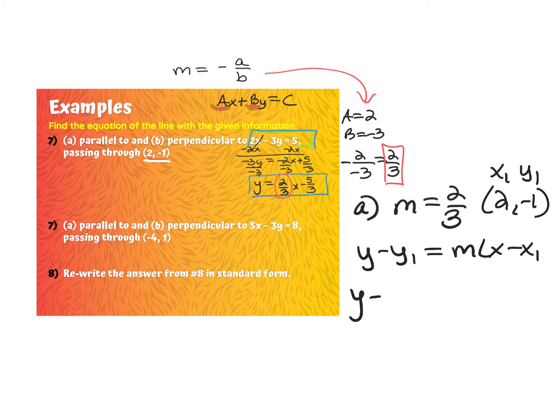So y minus, and be very careful with your negative. This will turn into a y plus 1 equals 2/3 times x minus 2. Now, again, WebAssign's going to want slope-intercept form, so I need to distribute. If it said point slope, we would stop here. But I'm going to do slope-intercept, so I'm going to distribute.